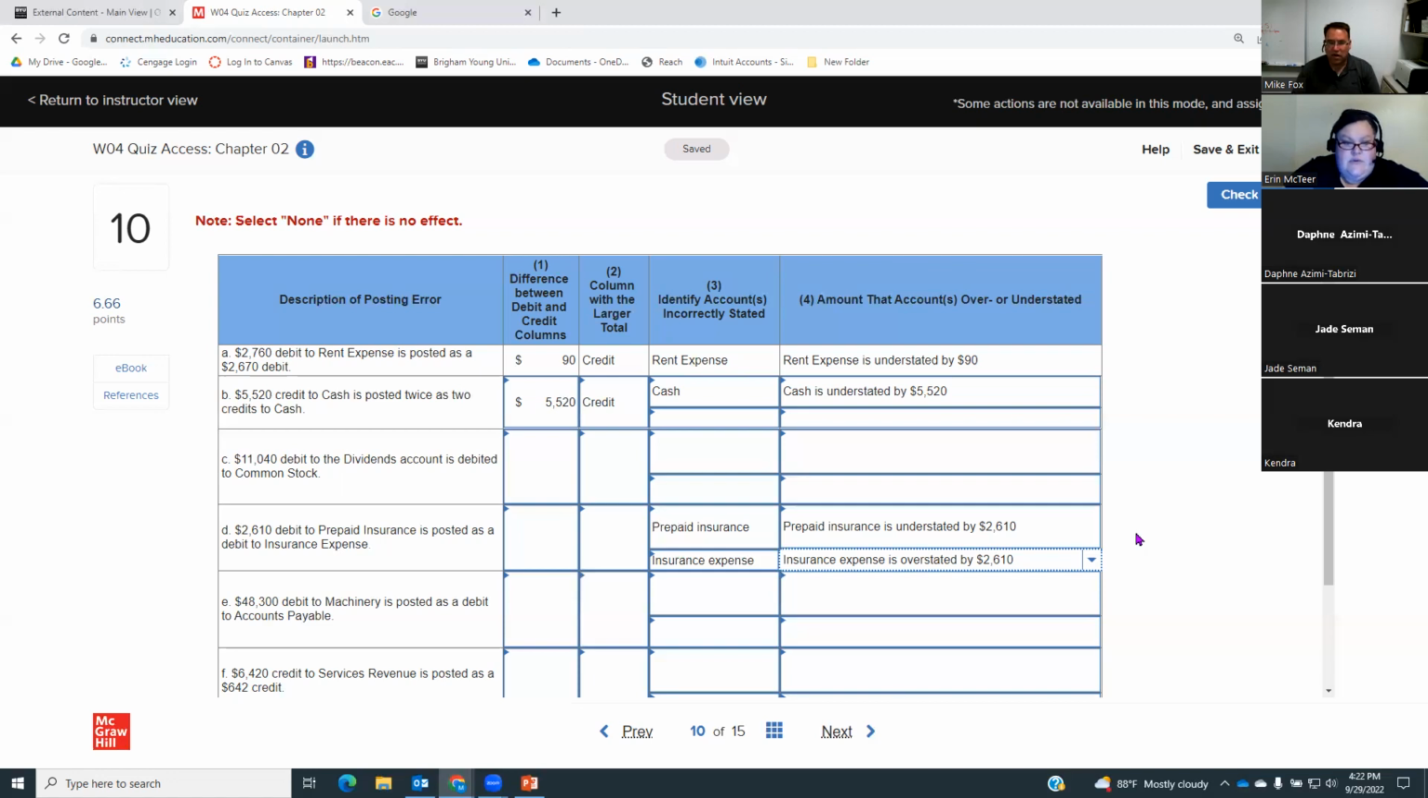Can I ask a quick question about that one, about D? So the column with the larger total would be the insurance expense? No, neither column would have a larger total, because the only columns are debit and credit. So it's not asking which account, it's asking which column. Okay. And since our intent was to debit and we did debit, the columns would still be balanced. Okay. Thank you.